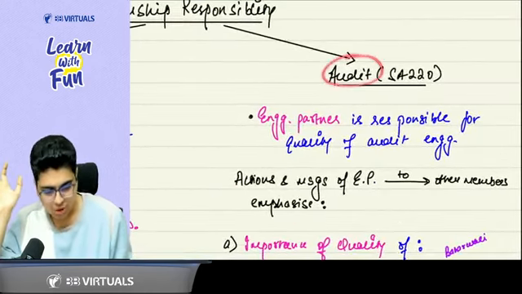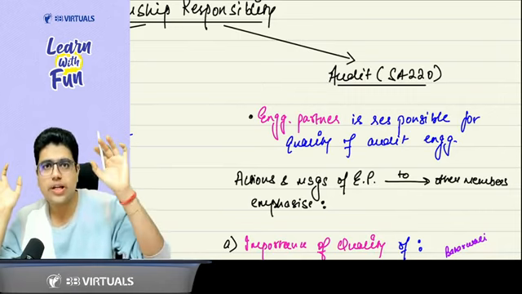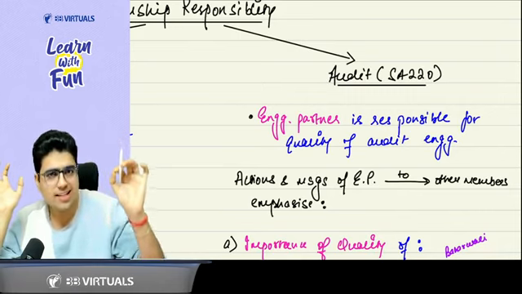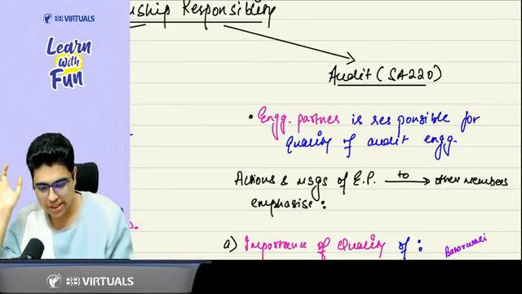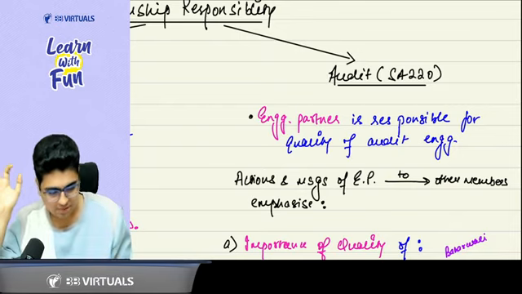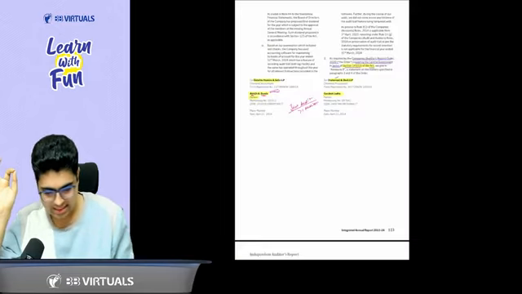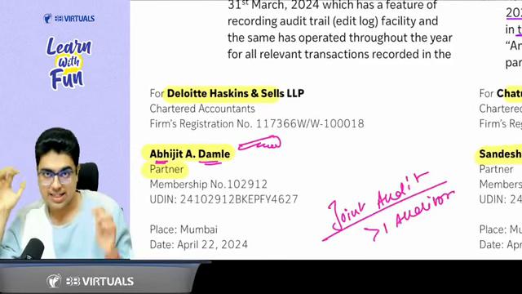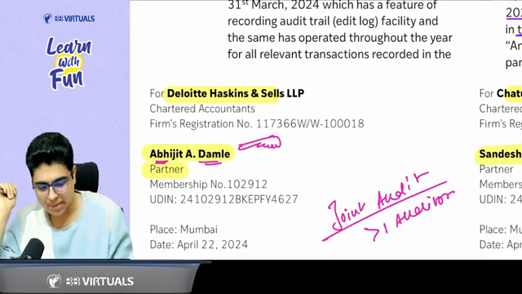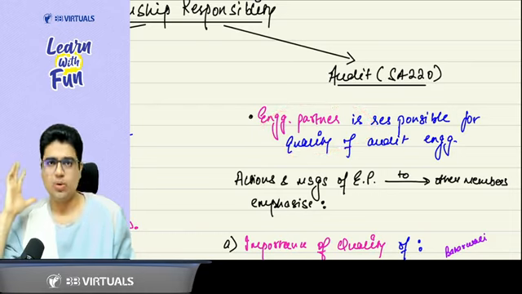Now let's focus on audit. Who will be responsible for audit quality? Sir, the person who signs the report. The person who signs the audit report will be responsible for audit quality. So if I see the report of Reliance, you can see Abhijit A. Damle is the partner. That is the engagement partner. So can I say engagement partner is responsible for audit quality?